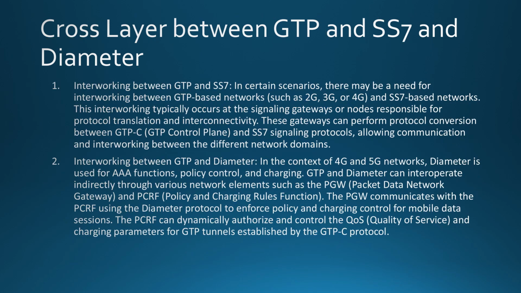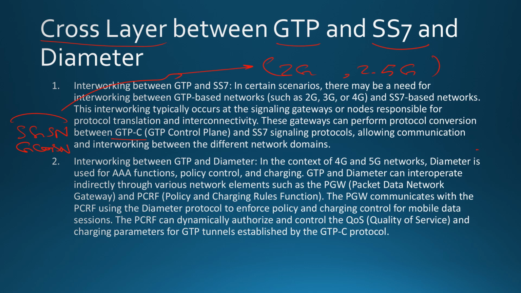What is the cross-layer between GTP and SS7? When we want to send GTPC and connect with the MSC or the other nodes of 2G and 2.5G, we need the mapping or cross-layer feature to transfer GTPC from SGSN and GGSN to the nodes of these networks.